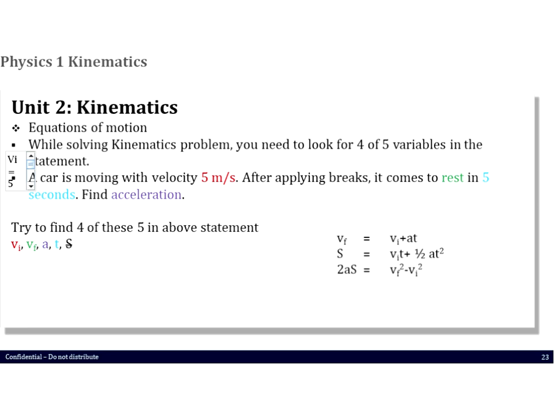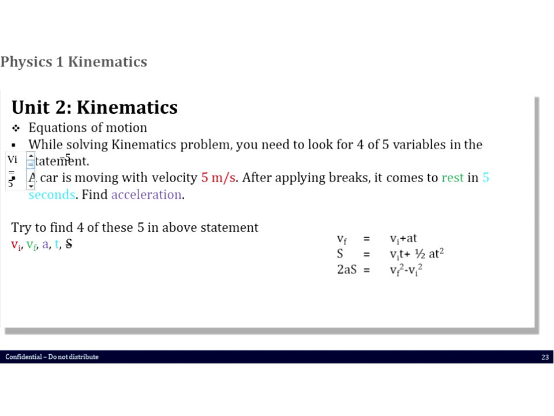Copy, paste. So we have minus 5 is equal to A5. And now divide both sides by 5, and you have A is equal to minus 1 meter per second square.